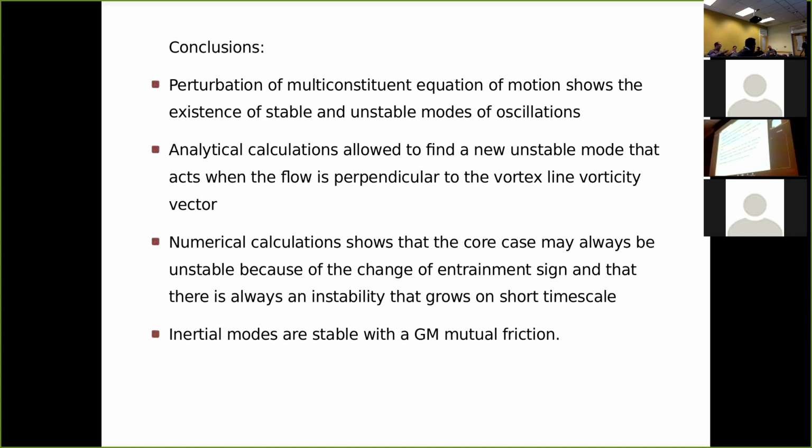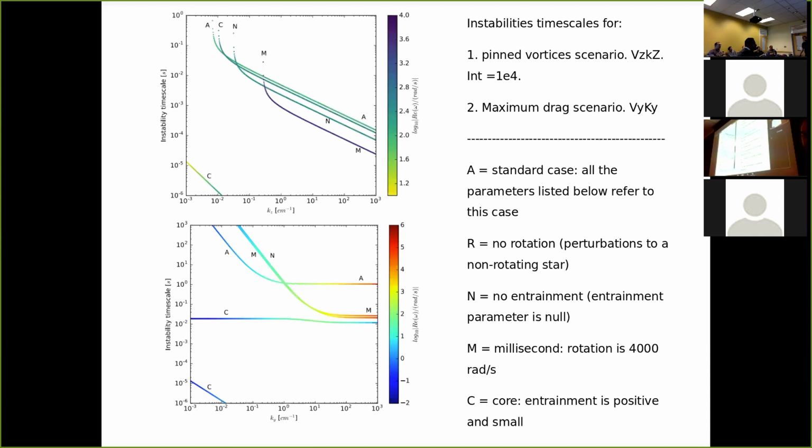Or let's say qualitatively, if I switch it off or I increase it, how does the instability respond to that? Well, I don't know if you can see it from the expansion. N is with no entrainment. C is with the entrainment with a reverse sign, which happens in the core, and A is the standard case in the crust. So where entrainment is negative, while C is with a positive entrainment parameter. So it modifies the timescales quite a lot.